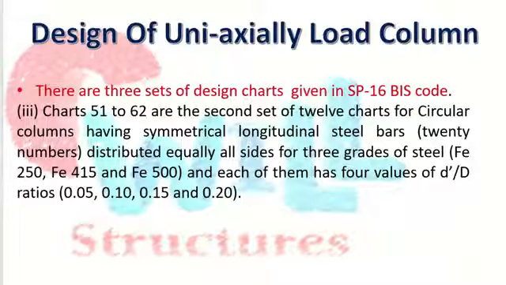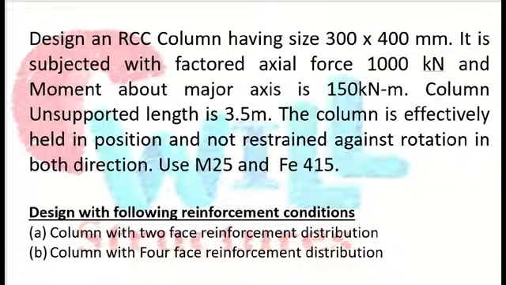Okay, so let's learn how to design a uni-axial loaded column with an example. Let's read the example. Design an RCC column having size 300 by 400 mm. It is subjected to a factored axial force of 1000 kN and the moment about the major axis is 150 kN·m. Column unsupported length is 3.5 meter.